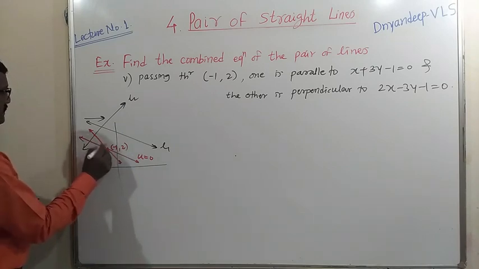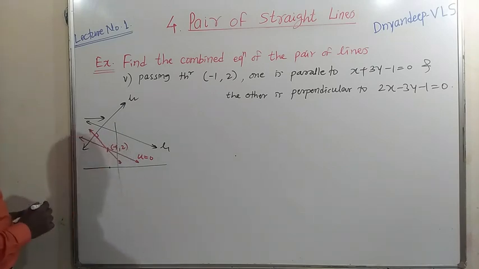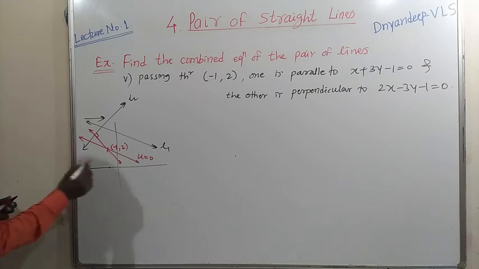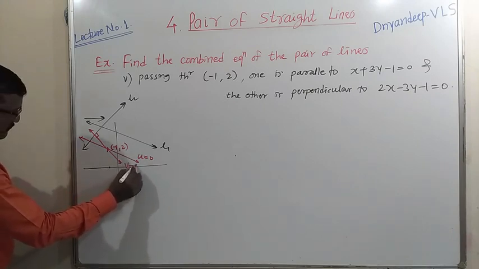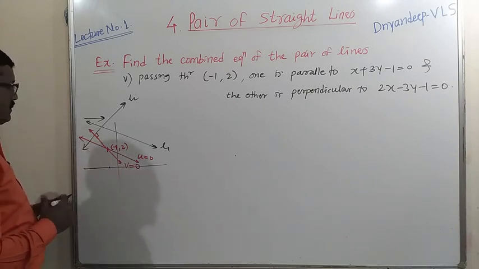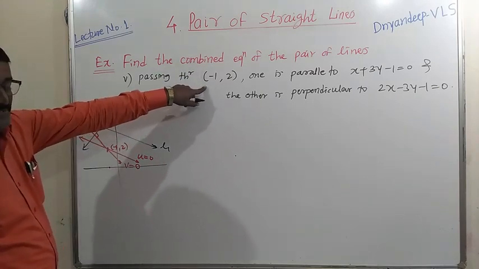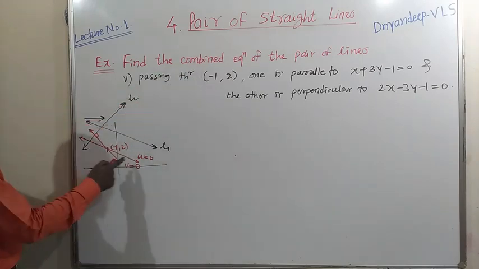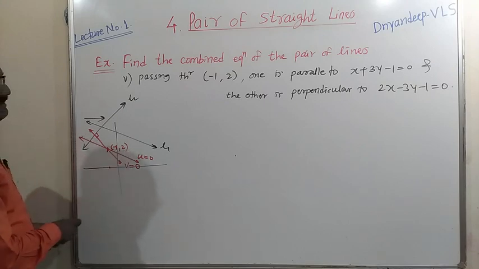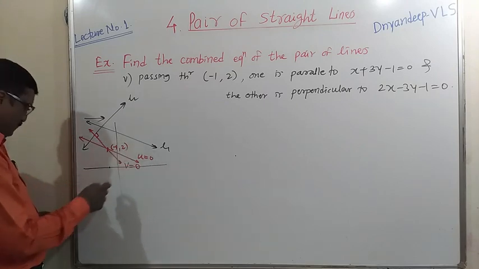This line is passing through this but perpendicular to this given L2 line, and that line is nothing but our v equal to 0. Now the information is given that the pair of lines passes through this point (-1, 2). So the remaining part is to find the slope of these two lines u equal to 0 and v equal to 0.